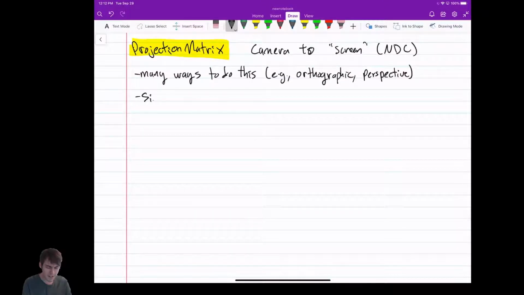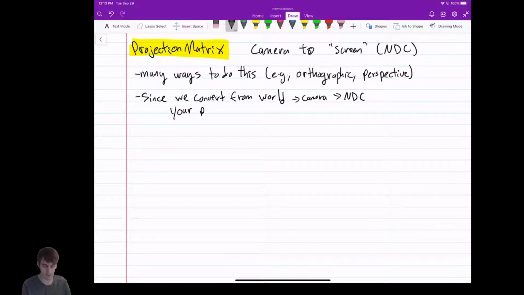Now, as I just said, but I want to write this in my notes, since we convert from the world coordinates to camera, then to NDC here, your projection matrix effectively defines your coordinate system. This is where we do it. The coordinate system for the screen.